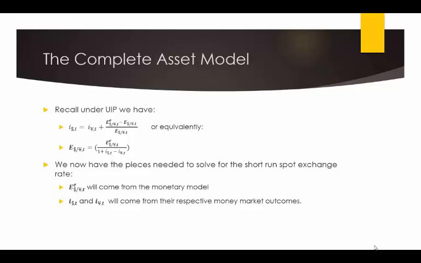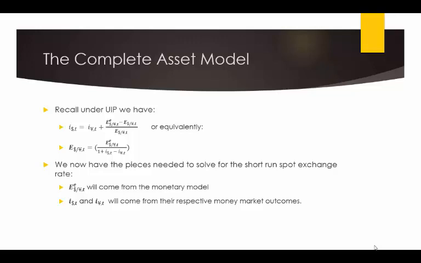So if we are considering the dollar-yen exchange rate, the UIP condition again states that the interest rate in the United States is equal to the sum of the interest rate in Japan and the expected depreciation of the dollar-yen exchange rate. That is, the rate of return on the dollar asset is equal to the dollar rate of return on the yen asset.